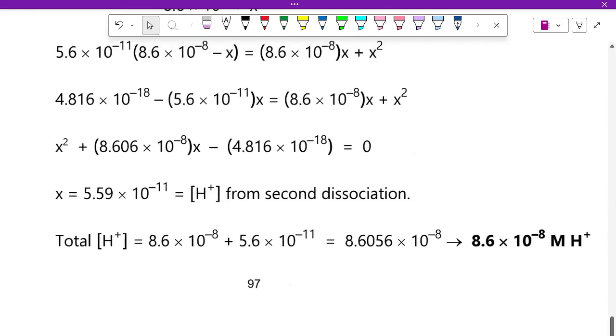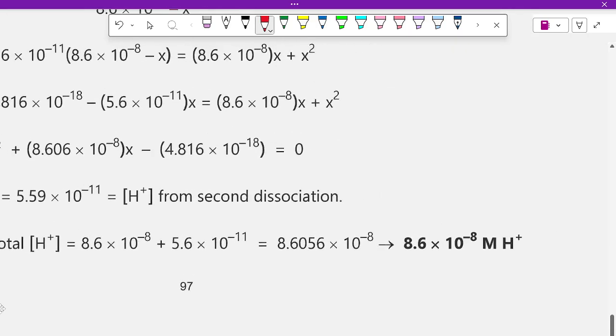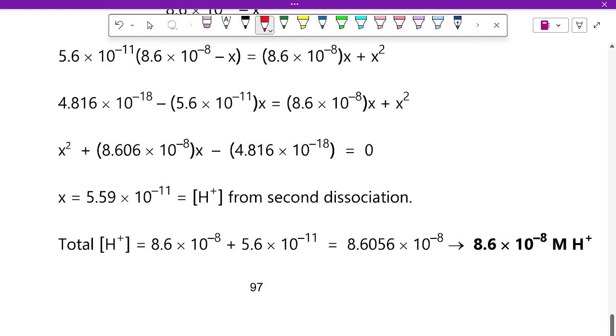And once you churn through all of the math, you get 8.6 times 10 to the minus 8 plus 5.6 times 10 to the minus 11, which is the H plus from the second dissociation. And when you add them, you get 8.6 times 10 to the minus 8. So it was indeed insignificant. So that's just there to say, hey, second one is insignificant.